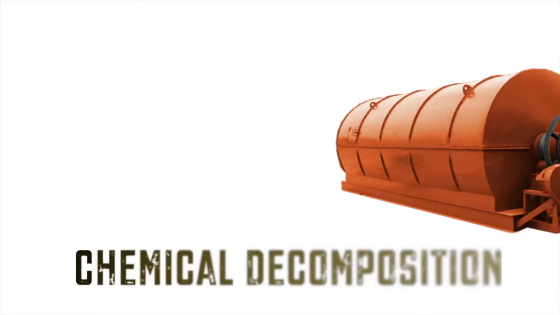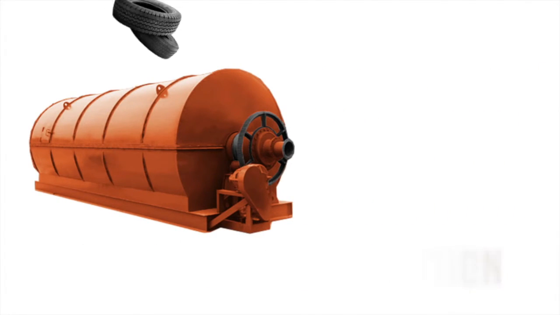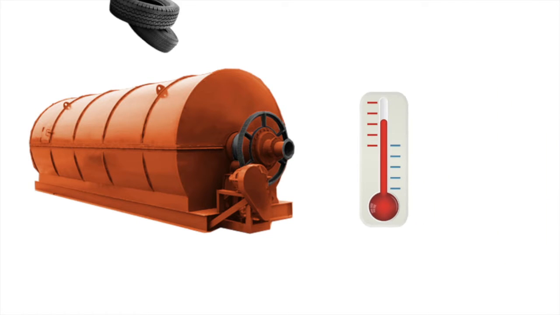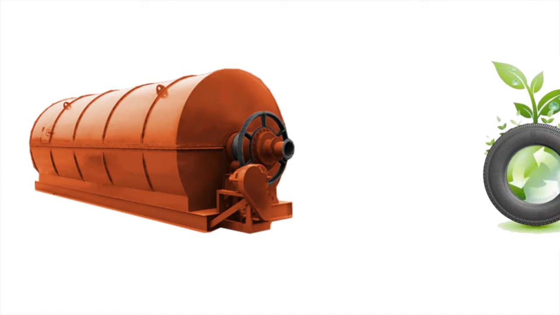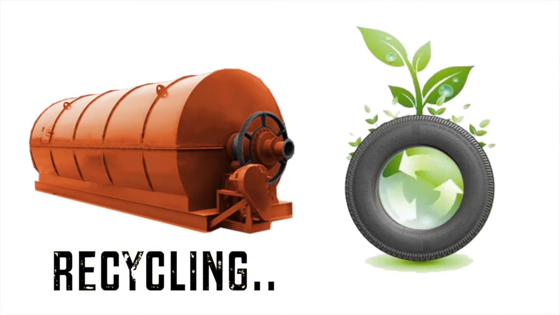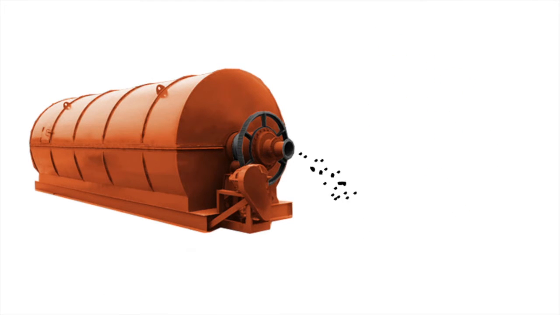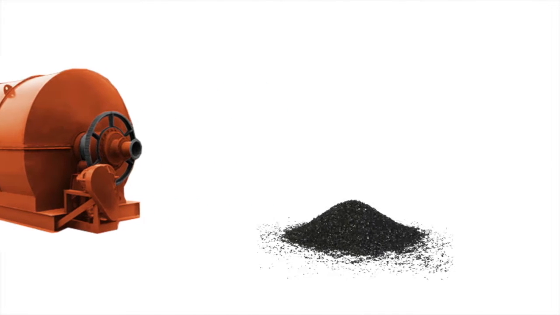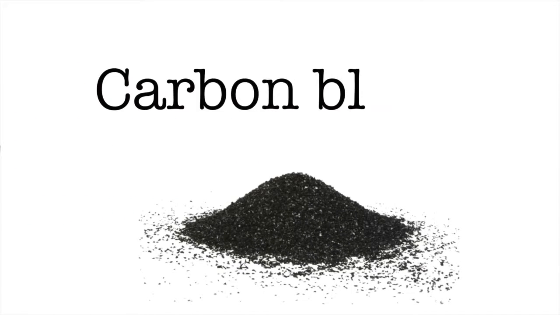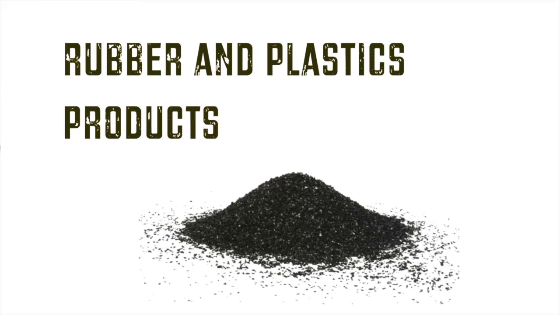Pyrolysis is the chemical decomposition of organic matter and other materials by high temperature heat. This process splits the tire, thus allowing us to reuse its components. The result obtained is a material called carbon black. This is used in rubber and plastic products, and as a pigment too.